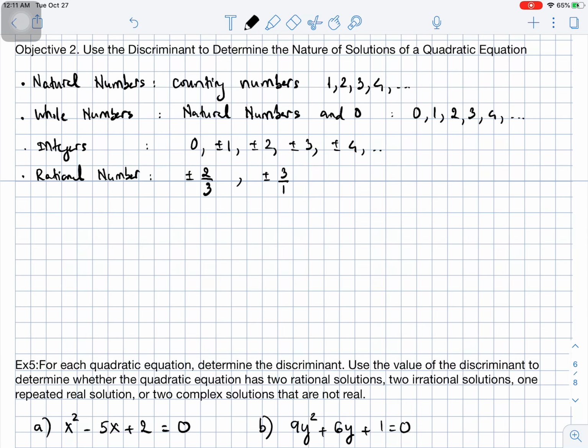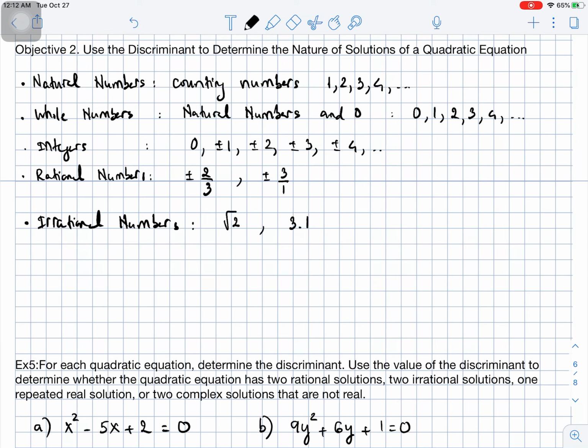The rational numbers. Rational numbers include the integers and the fractions. For example, you have plus minus 2 over 3, plus minus 3. It is a rational number because if you divide it by 1, it's the same as 3.